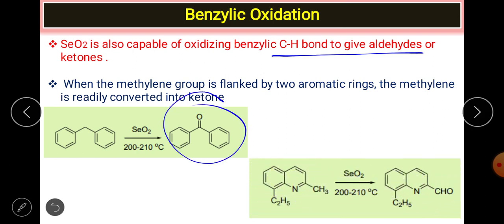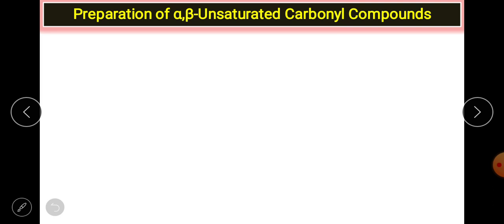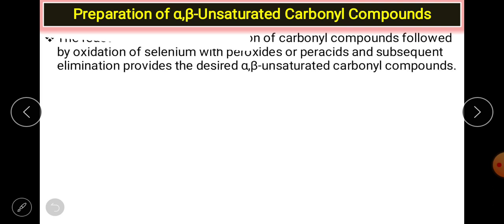This is a benzophenone, and if we have this type of molecule, this CH3 will be at a benzylic position, the active position, and it will be converted to the aldehyde. This will be converted to a ketone, and this will be converted to an aldehyde. Okay, these are mostly how SeO2 is used, for making enones, from a ketone to an enone.